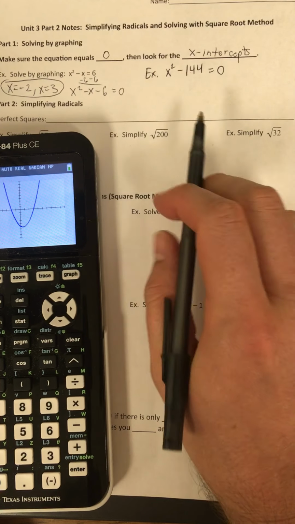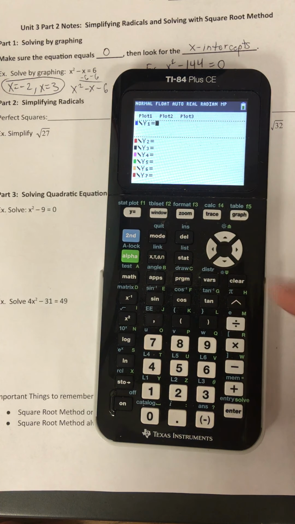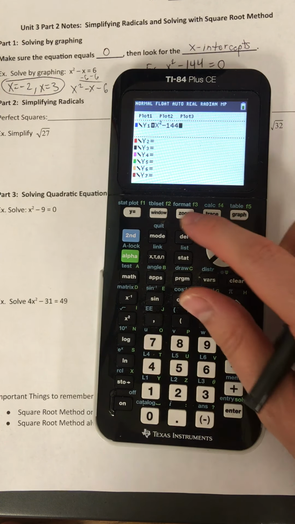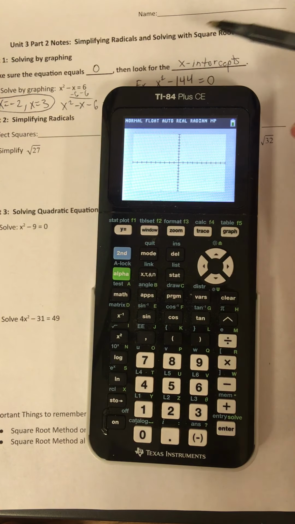So I'm going to do this second one right here, x squared minus 144. I'm going to go to y equals x squared minus 144, and then hit zoom 6. Now, I'm not seeing a graph. Why do you think that is? Well, this is such a big number, it's not fitting on my graph. So I need to zoom out.